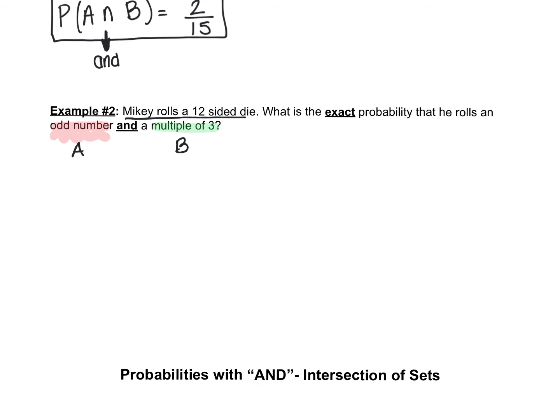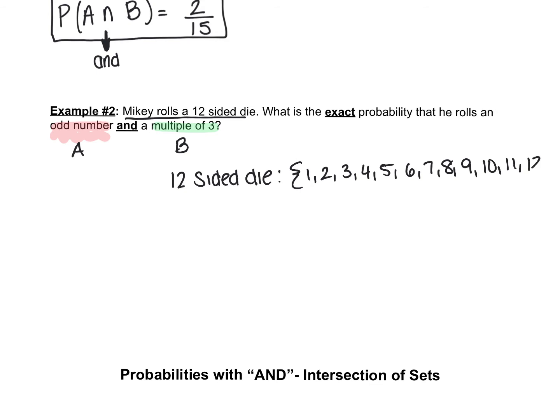So remember, we have a 12-sided die. If you want to write down all of the numbers you can, the sample space to choose from, the 12-sided die would just include numbers 1 to 12. So 1, 2, 3, 4, 5, 6, 7, 8, 9, 10, 11, and 12. You don't have to write this out. This is just for me to show you. So event A, we'll call this set A, is any odd number. So on this list, what are my odd numbers? Well, 1, 3, 5, 7, 9, and 11. We have to stop at 11 because 12 is the last number.